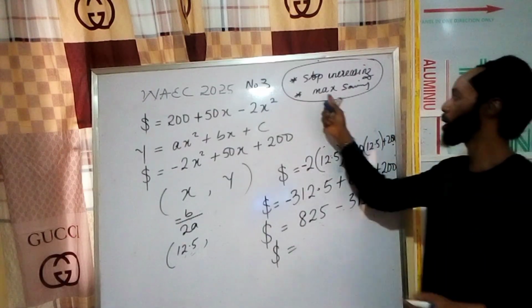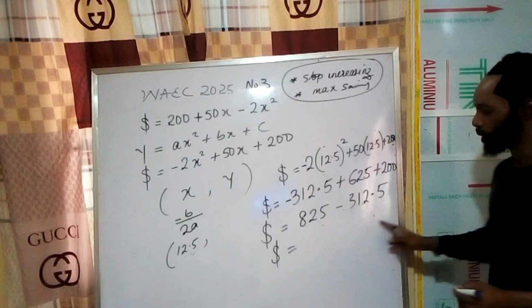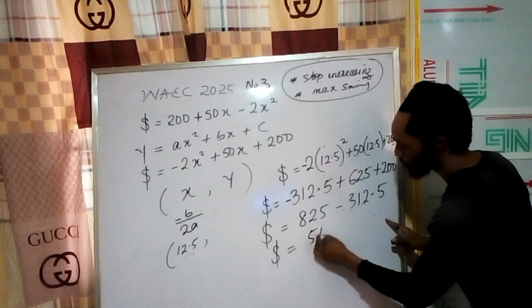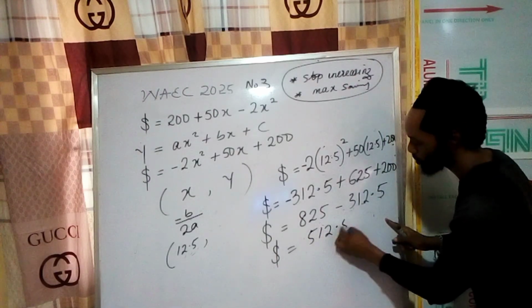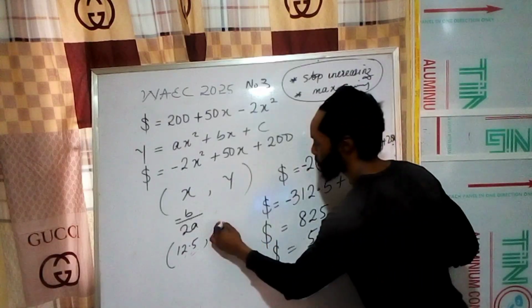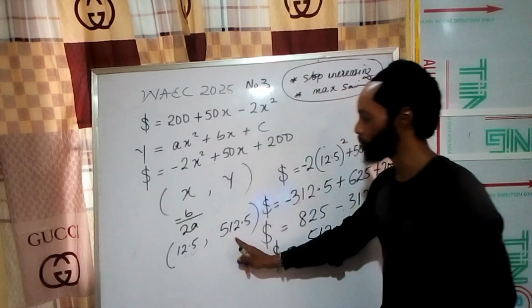So we already have our maximum. We are looking for our maximum. What would that give us? 512.5. So this is our maximum saving.